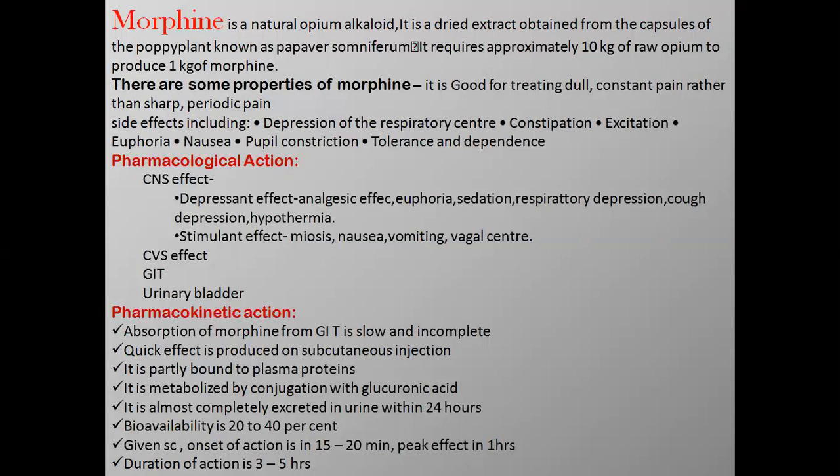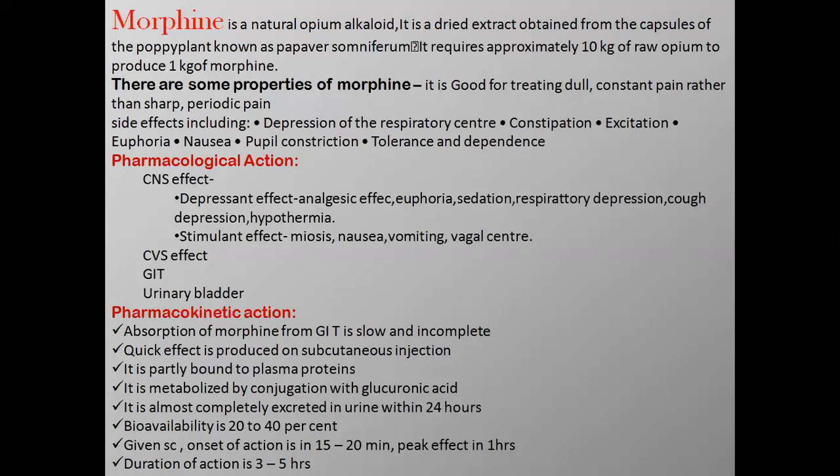There are some properties of morphine, like it is good for treating dull, constant pain rather than sharp, periodic pain. The side effects include depression of the respiratory center, constipation, excitation, euphoria, nausea, pupil constriction, tolerance and dependency.